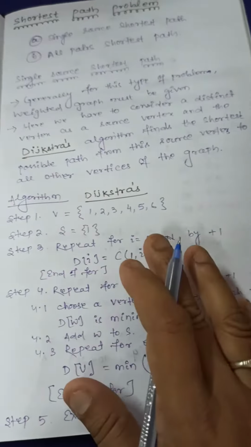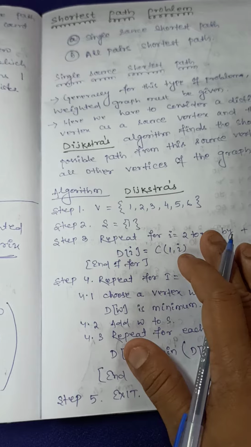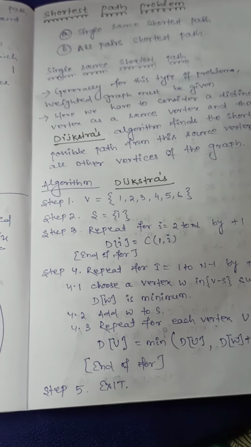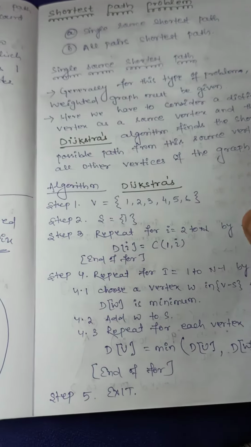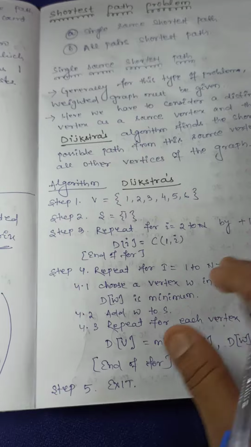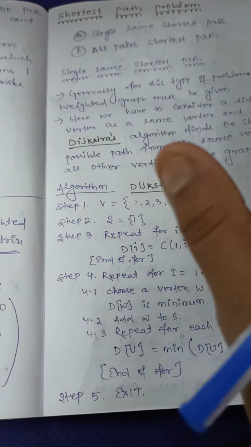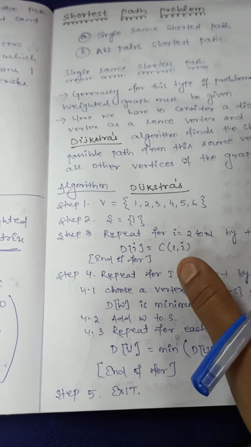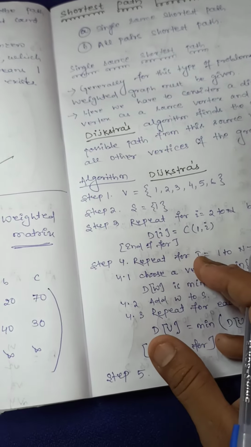Okay, so this is the algorithm for Dijkstra, which will find out the single source shortest path problem. Means where we have to choose a single source and from that source to other vertices, what are the distances that we have to find out. I am not talking about the original distance, I am talking about the shortest distance from that source vertex to all other vertices.